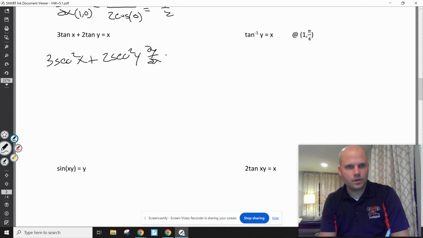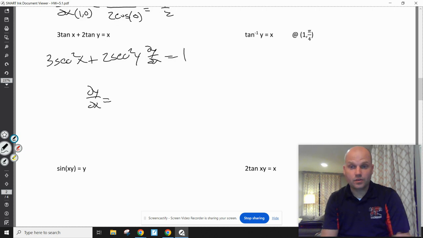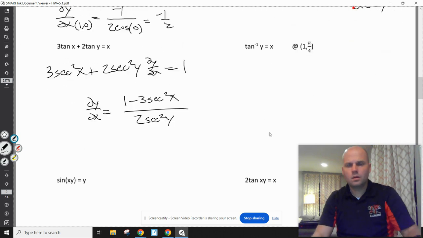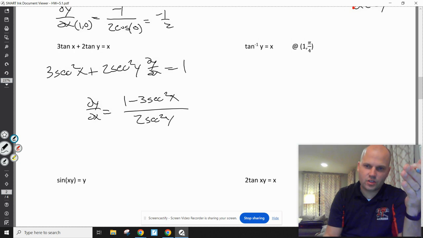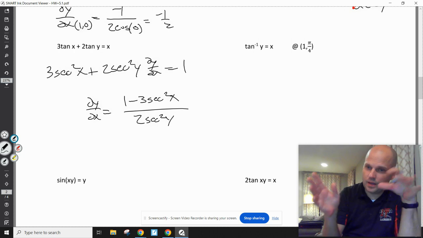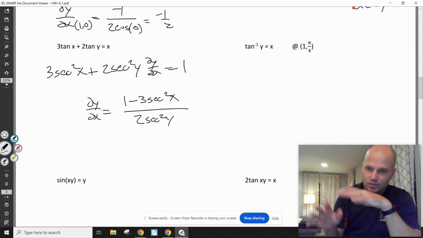Derivative of tangent is secant squared. And do this all at once. Ready? Subtract the 3 secant squared x, then divide by the 2 secant squared y. Oh, this is actually the reasoning behind arctangent's derivative. It is implicit. I forgot how to derive it, so I'm not going to do it. I don't want to waste time.